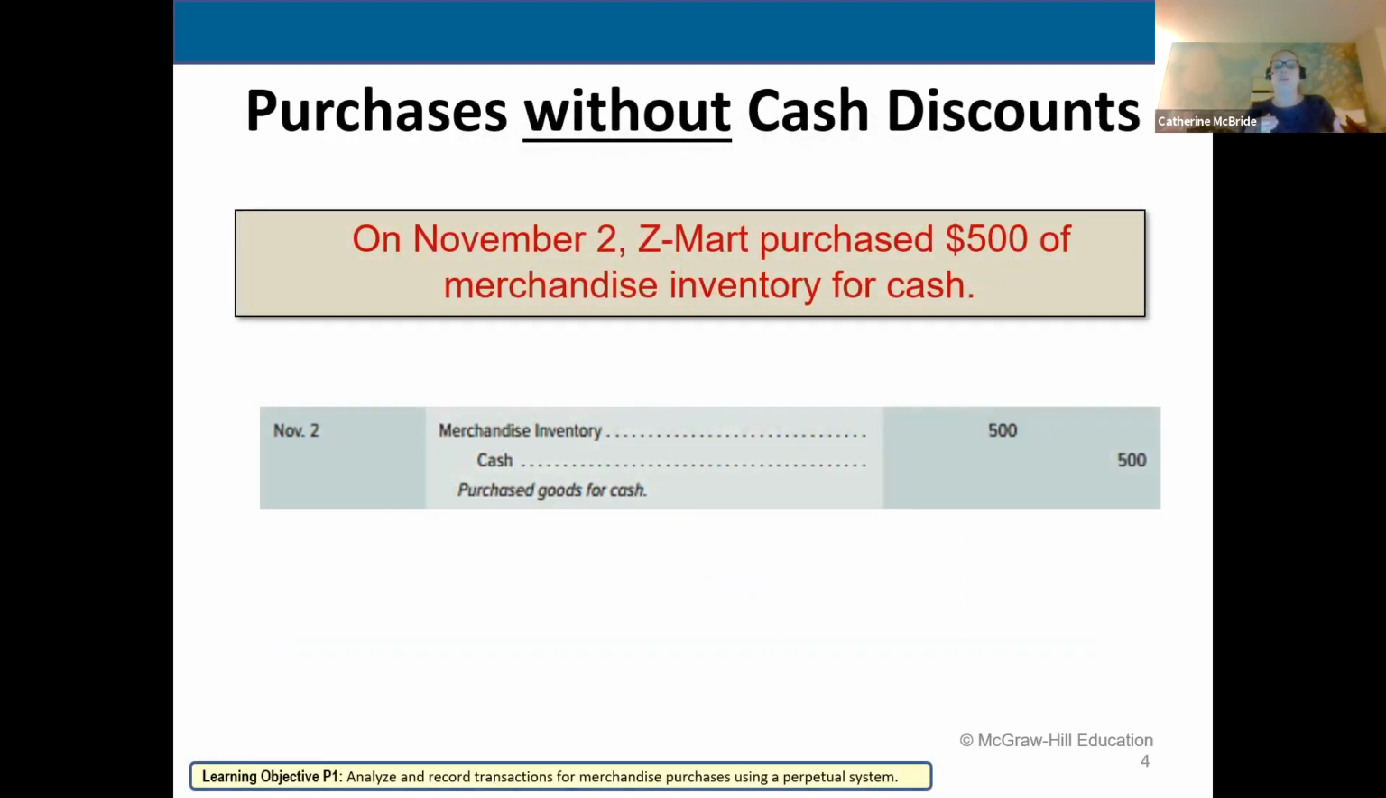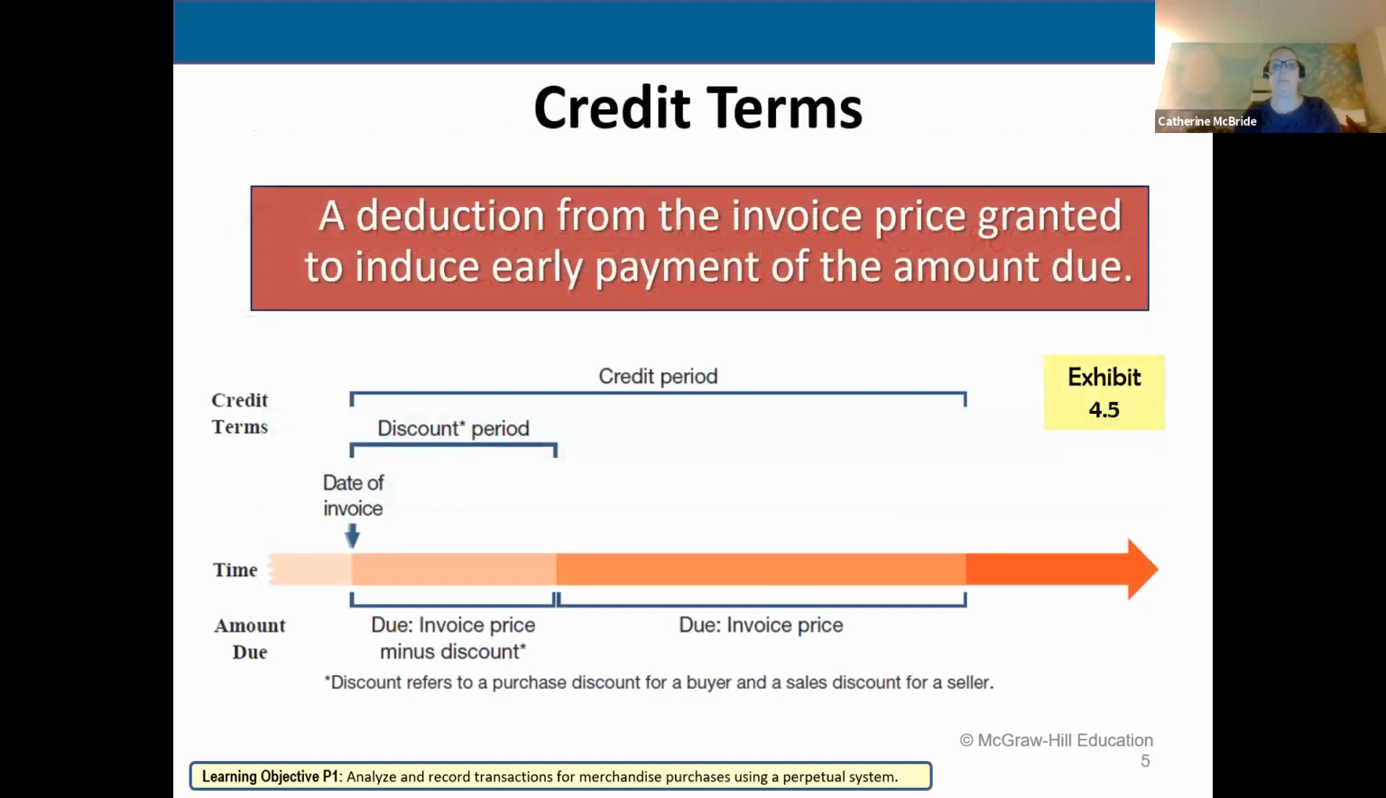So let's say that we purchased $500 worth of merchandise inventory for cash. We're going to put it directly into our inventory account. So we're going to debit merchandise inventory. It's an asset on the balance sheet. So we increase merchandise inventory and we decrease cash. Now we have this $500 worth of inventory on our balance sheet.